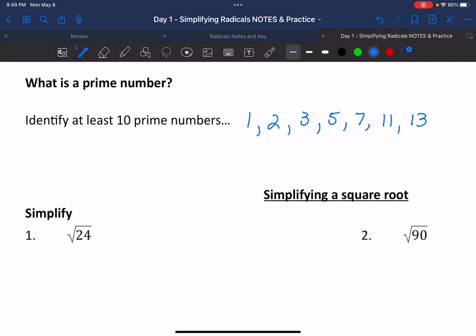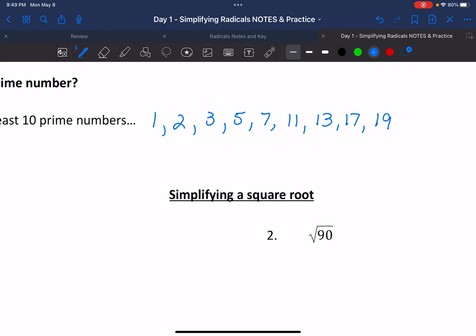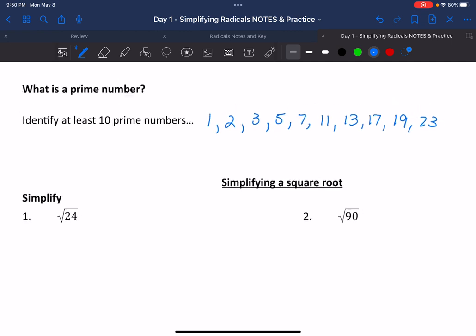13 is a prime factor. Let's see, 17, 19, and so on, okay? So memorize what some of those numbers are because you won't be able to divide anything evenly out of these numbers, okay? All right, if you have a question about that, let me know.